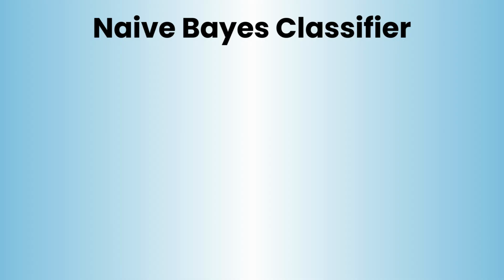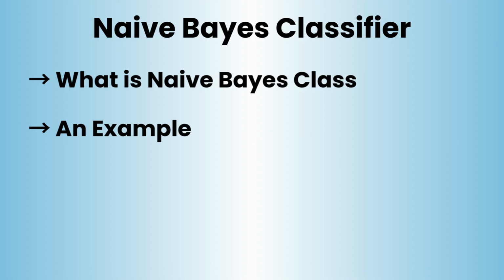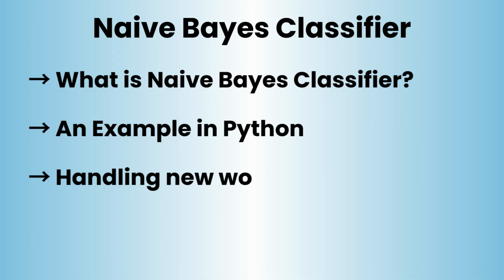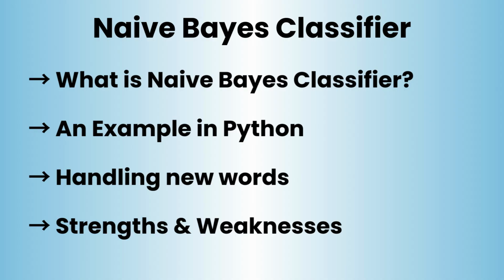Let's first understand what Naive Bayes Classifier is, and then we will move on to the code to try this with an example. And how do we handle the new words that are not present in the input dataset, followed by the strengths and weaknesses of this classifier.